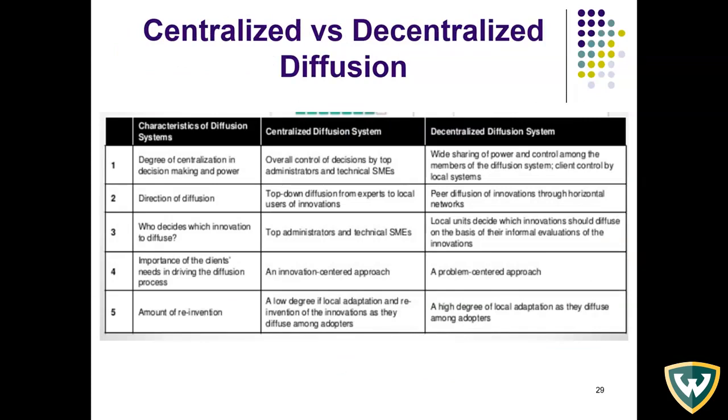So then in the book, in Rogers, this table appears, and this is the centralized versus decentralized diffusion, and what are the benefits, what are the characteristics of it, and how does it work? And obviously there are benefits to centralized diffusion. This is more of an authority-based model where someone or some few number of people have decided we're going to do this, and it's pushed out to the rest of the community. The other side of it is a wide sharing of power and control among the members of the diffusion system, and it's client controlled by local systems.